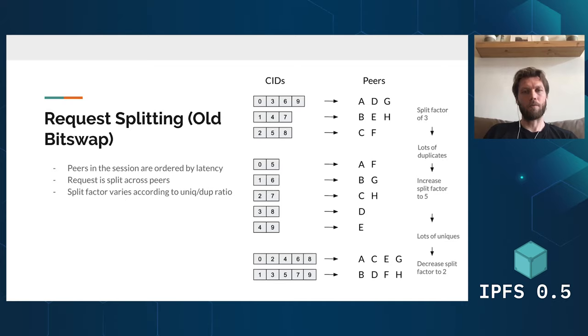So in the old Bitswap, the way that we would decide which wants to send to which peers is we would kind of split up the wants into groups and we would send a whole group to several peers. And so of course, if several peers had that particular block, they would all send it back and we'd get a lot of duplicates. So we would adjust the number of wants in each group to try to maintain a balance between getting too many duplicates versus getting a decent transfer ratio.